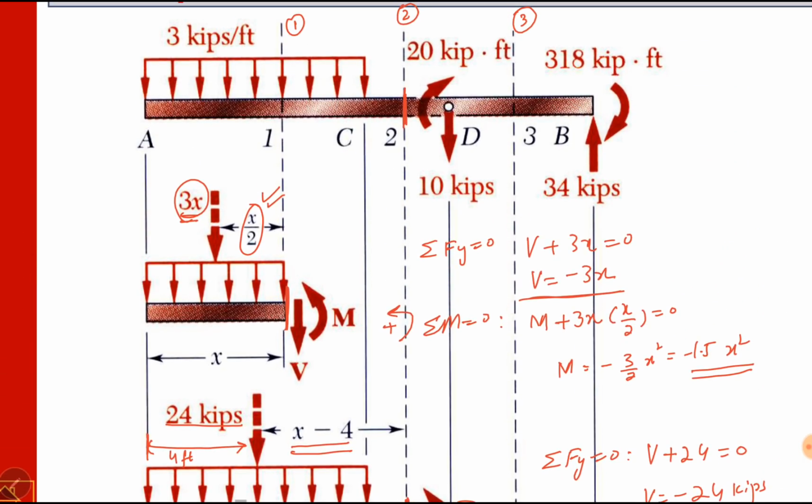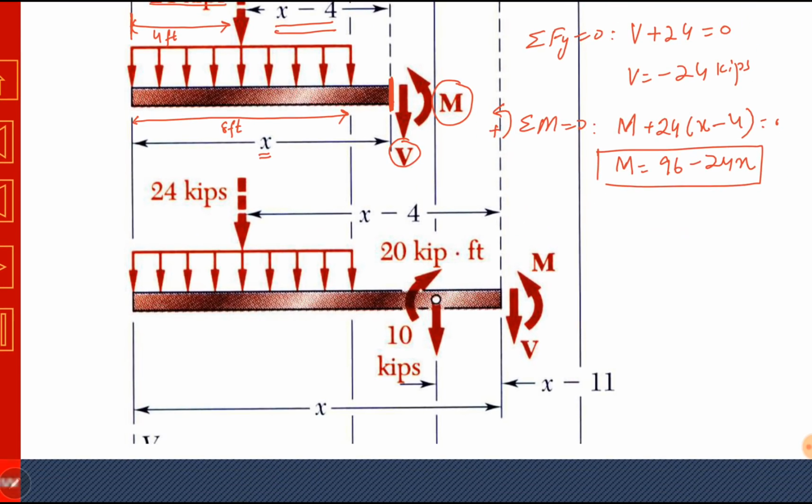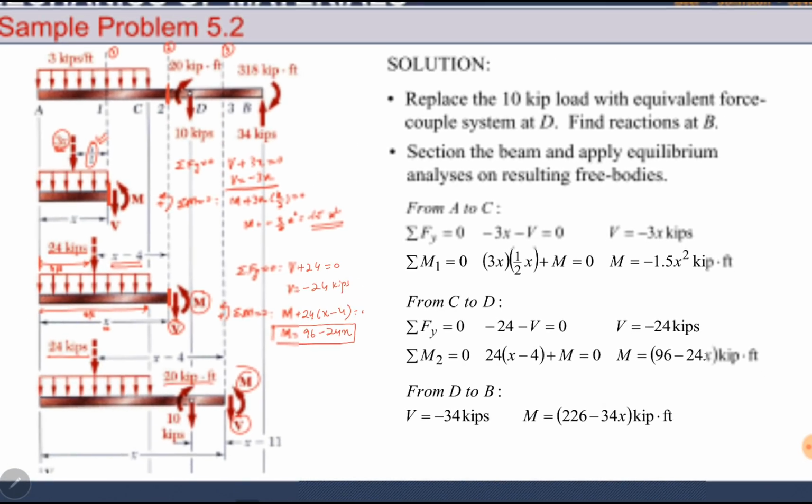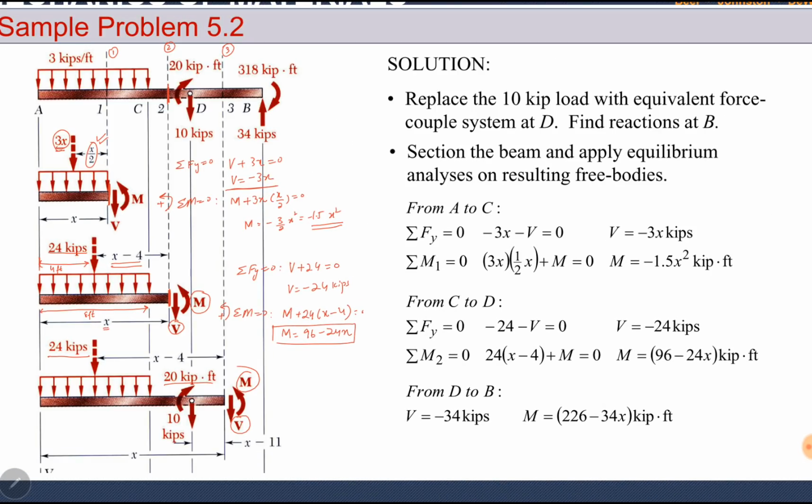Similarly, if we section the beam at 3, we have this bending moment diagram. Shear force is downward, bending moment is counterclockwise. This 24 kilopound force is the same force. It is a concentrated equivalent force to the distributed load. We have a 10 kilopound downward force at point D and 20 kilopound feet moment here. Again, you can calculate it using summation of moments and summation of forces. So everything is in front of you.